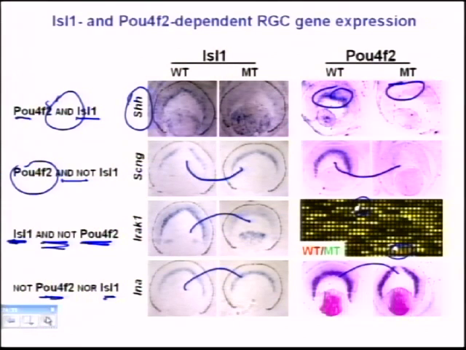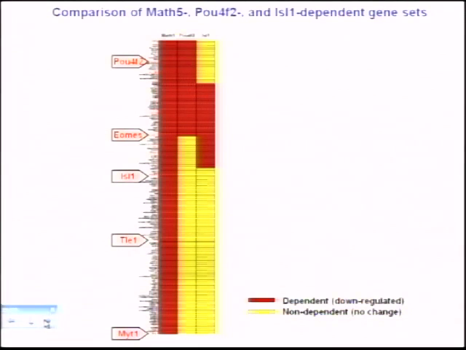So what we did is we used a clustering approach. We engaged some computational biologists to help us with clustering, and we looked to see all the genes that were downregulated in MATH5, Islet1, and POU4F2 (Brn3b), and clustered them all together to see what kinds of clusters we'd get. And this is just a very simple conclusion from this clustering analysis. So here you see MATH5, and red indicates all the genes that are downregulated. And so this is the whole set of MATH5 downregulated genes.